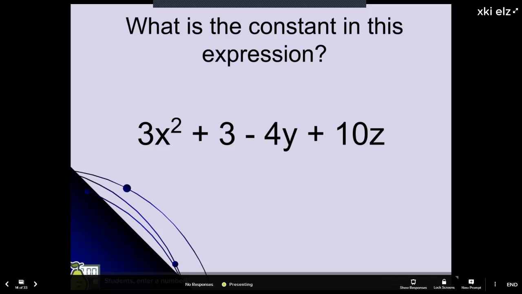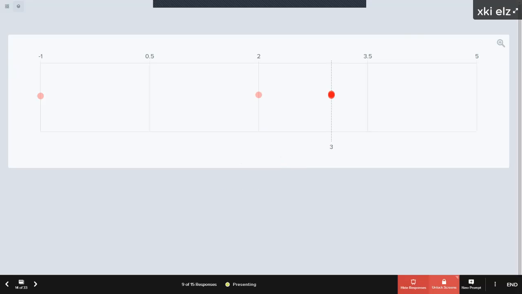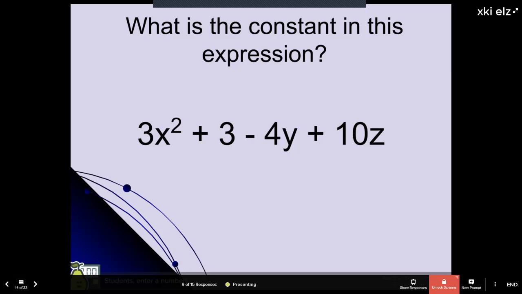All right, quick check. What is the constant in this expression? All right, most people said 3. Good job. It is in fact 3. Because all you had to do in this one was look and see where's the number that doesn't have a letter. And that's your constant.